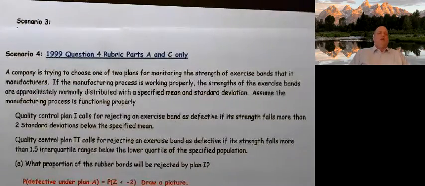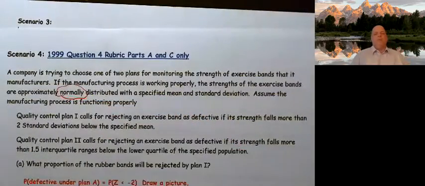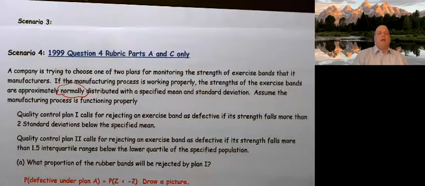So a company is trying to choose one of two plans for monitoring the strength of exercise band that it manufactures. If the manufacturing process is working properly, the strengths of the exercise bands are normally distributed. There's that word that we might be using the table, z-scores, all of that should be going through our mind, drawing pictures with a specified mean and standard deviation. Assume the manufacturing process is functioning properly.